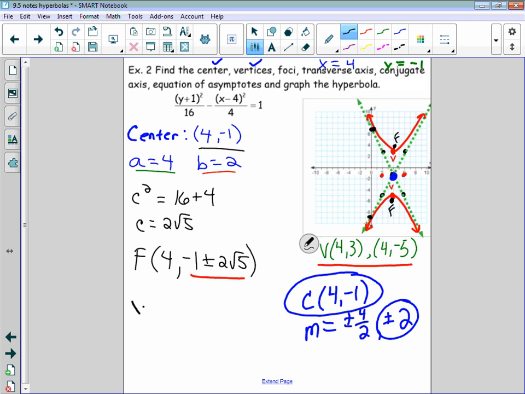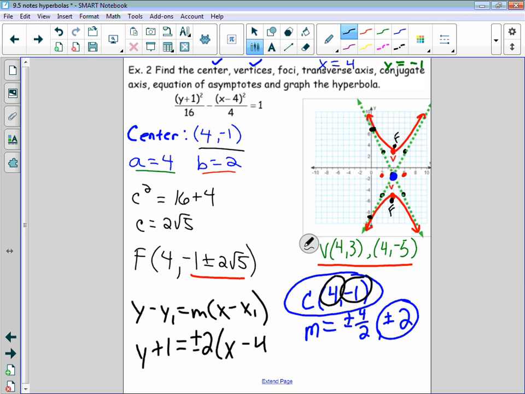So point-slope form, if you remember, was this. All right. So what we can say for the equation of the asymptotes when the y-intercept is not at the center is y minus y1, which would be y minus -1. So that would be y plus 1 equals our slope of plus or minus 2, and then x minus 4. And that would be your equation of the asymptote.